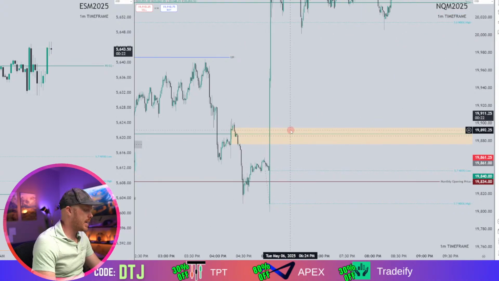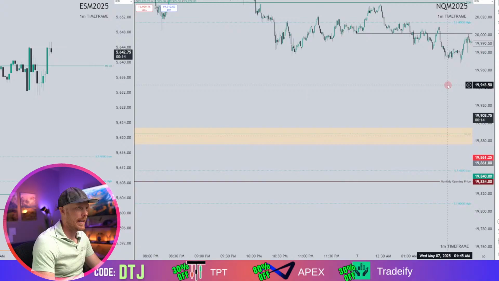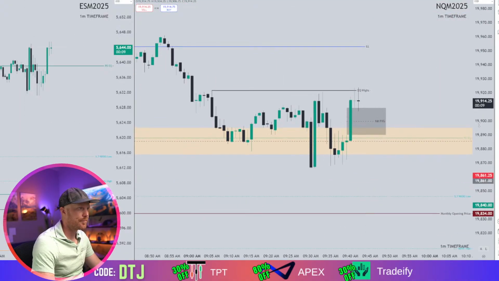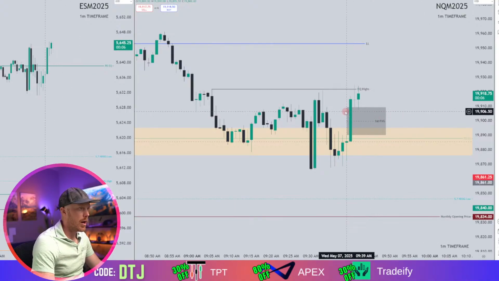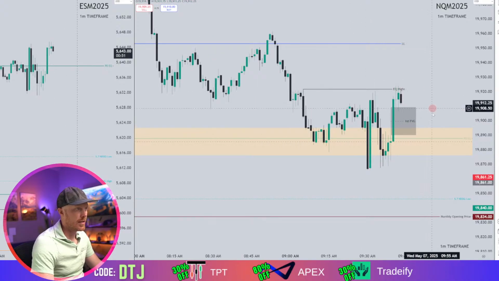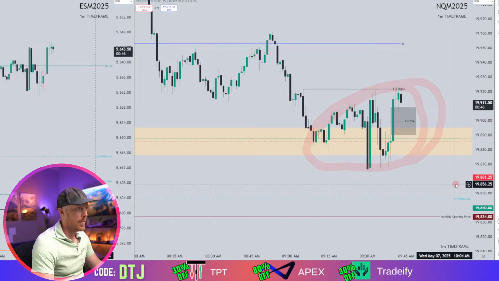I honestly hate candles like this. I mean, why do you have to be like that? Doing us dirty. All right, we tagged the first presented fair value gap. I'm surprised we didn't make a higher high. We'll see what happens. Nothing here is attractive at all. I'm seeing consolidation. I'm not seeing pretty structure.